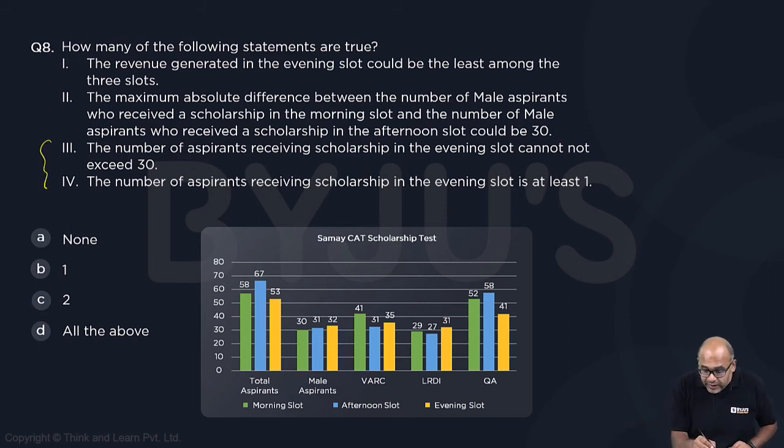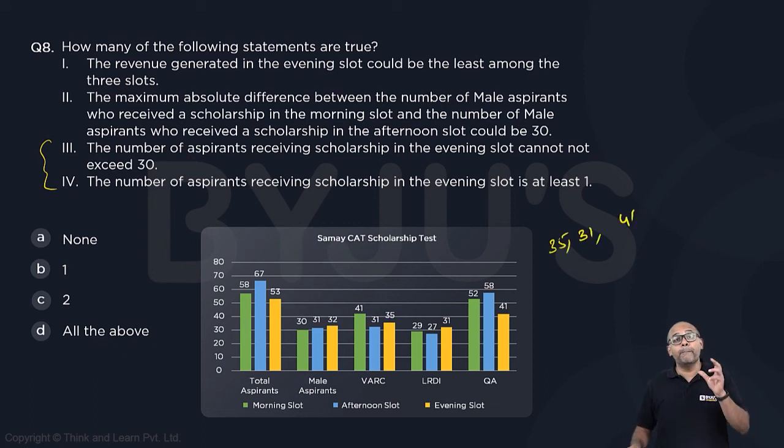So these two are related. Now, number of aspirants receiving scholarship in the evening slot cannot exceed 30. So can I get 30 of them receiving? So 35, 31, 41. Now here I'm saying maximum people getting the scholarship. So maximum people getting the scholarship, if I take 31. Now do I have 31 possibility? Yes, so 31 is possible.